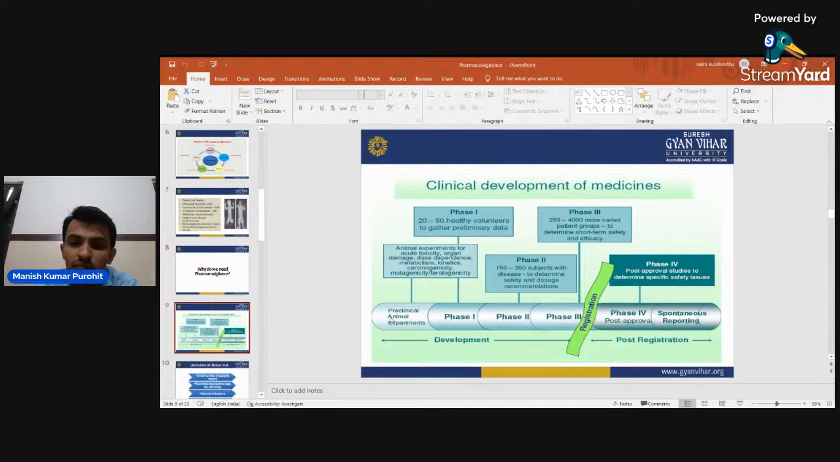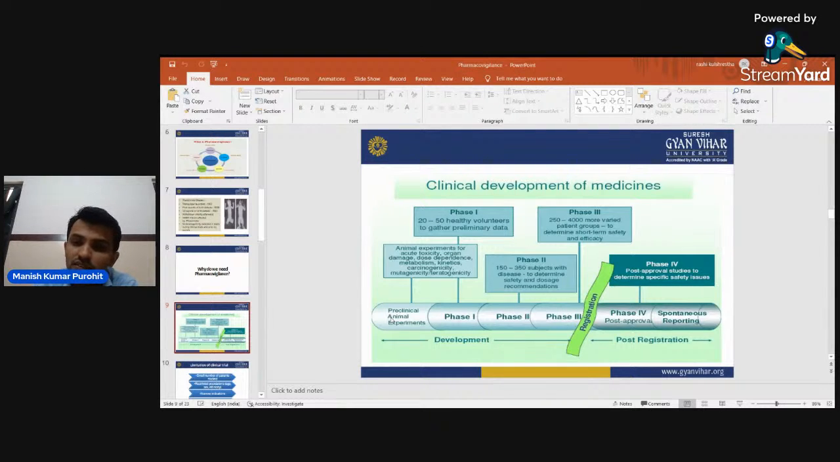In phase two, the number of volunteers increases. Maybe healthy volunteers are involved, and patients are also involved in phase two. In phase two, scientists mostly study safety data as well as efficacy data. The phase two study may be completed within 1 year, 6 months.